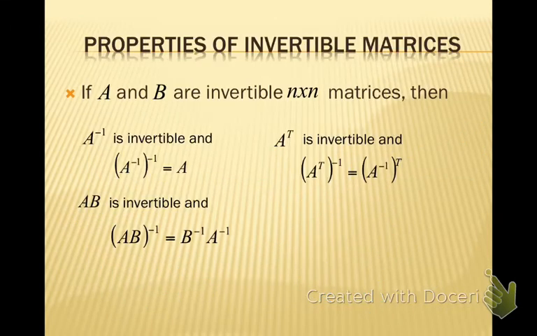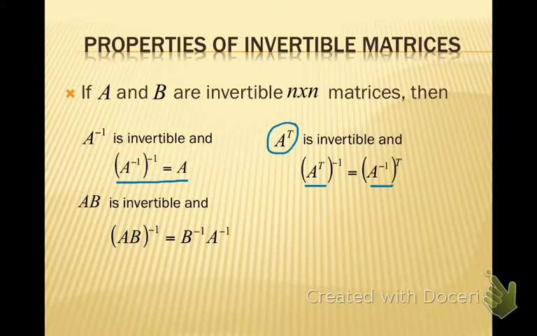Here are a few properties of matrix inverses. The first one states that A inverse itself is an invertible matrix, and when we find the inverse of A inverse, we end up with A. The second one says that if A is invertible, its transpose is invertible. And it doesn't matter whether or not we take the transpose first and then find the inverse, or find the inverse and then find the transpose, we'll end up with the same result.